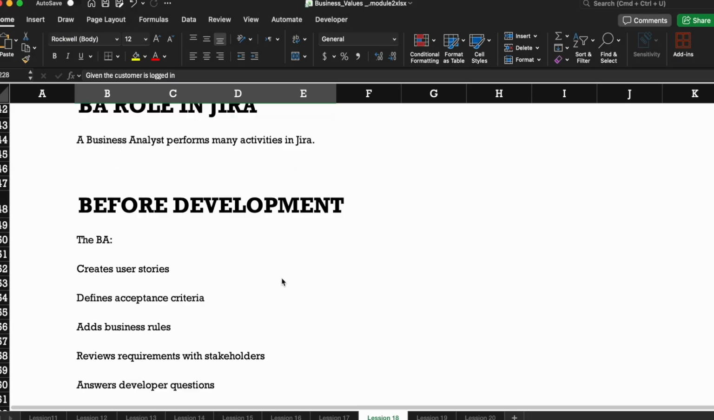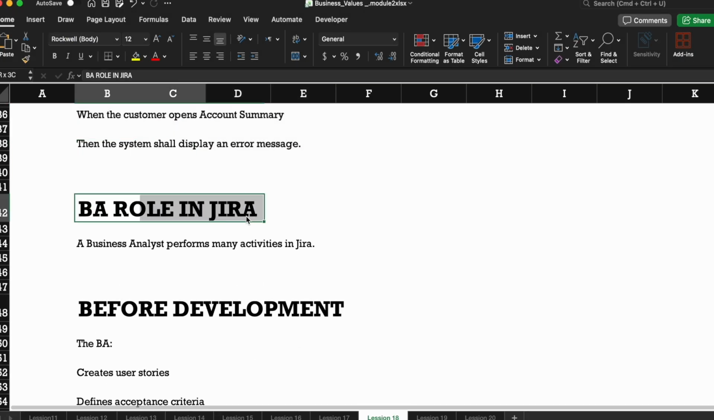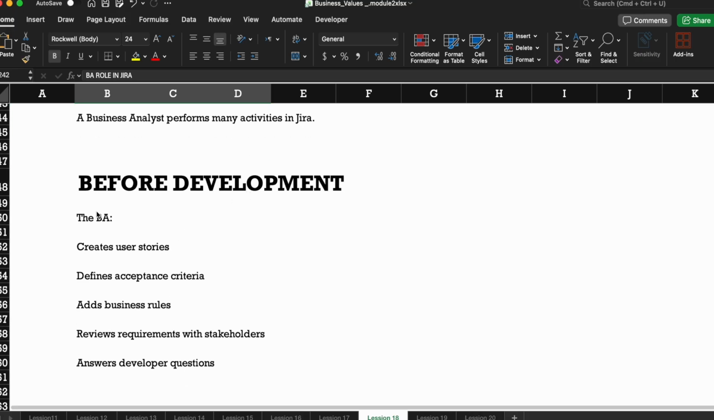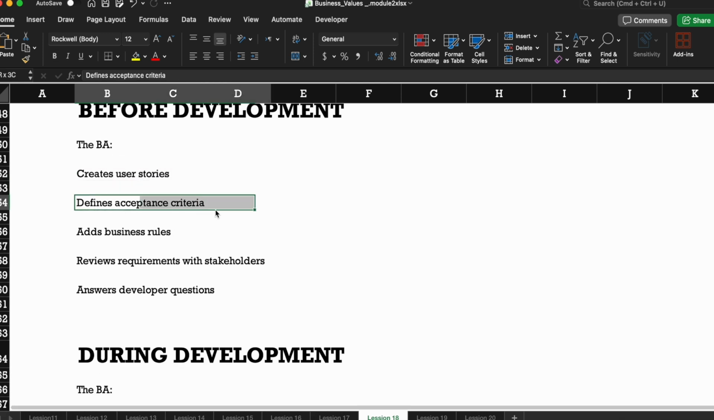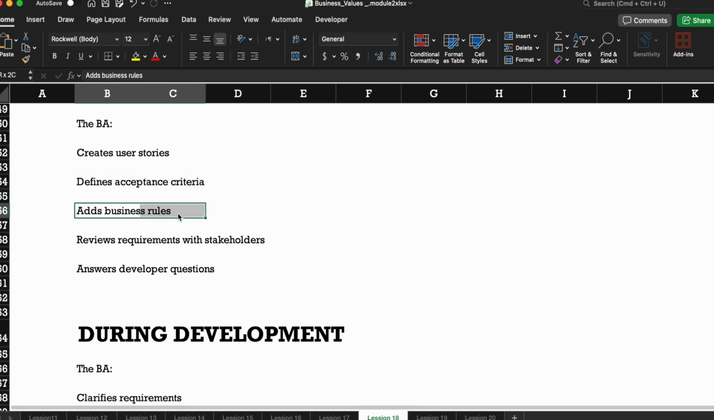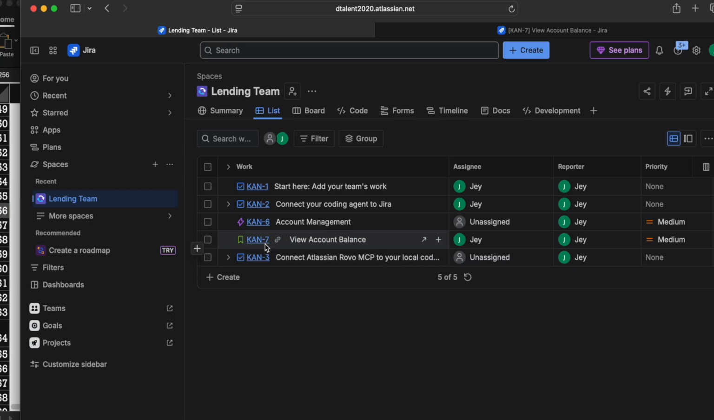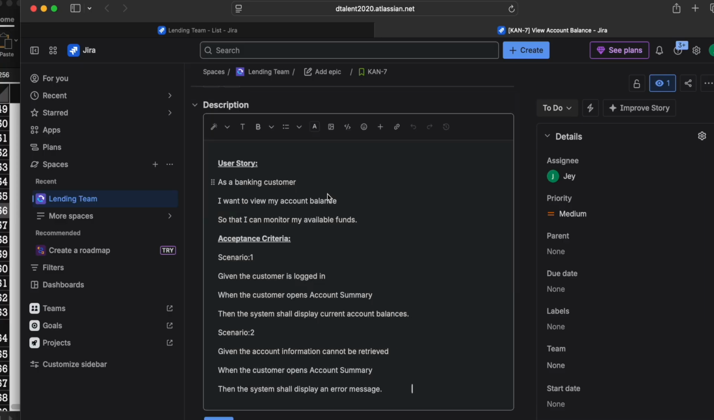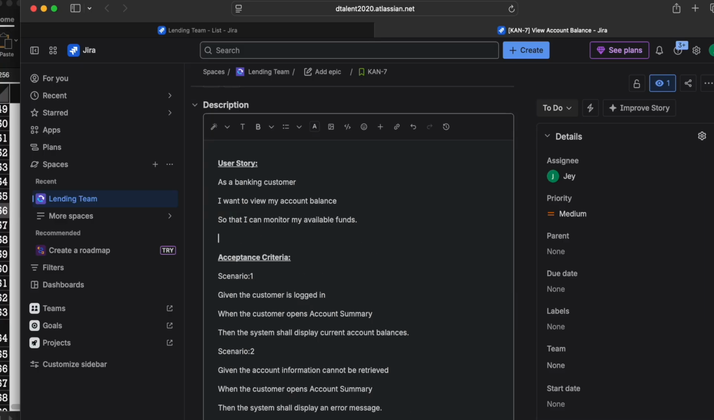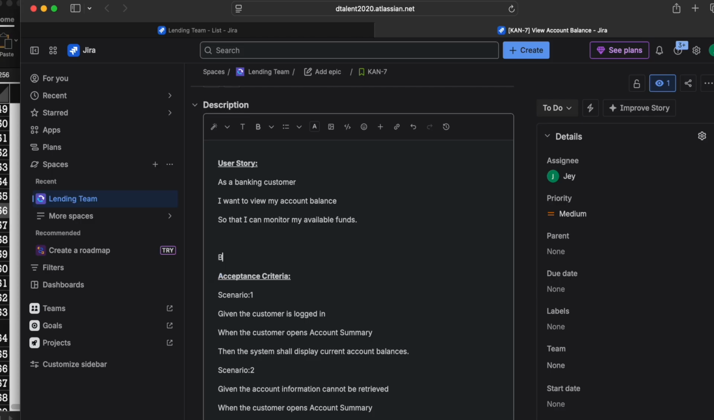Okay, so the BA role in Jira. A business analyst performs many activities before development. A BA creates user stories. So now we create a user story, define acceptance criteria, add business rules, right? So business rules, let's say if you want to add a business rule, you can add here what's the business rule, right? Under it you can write. This is your ticket.